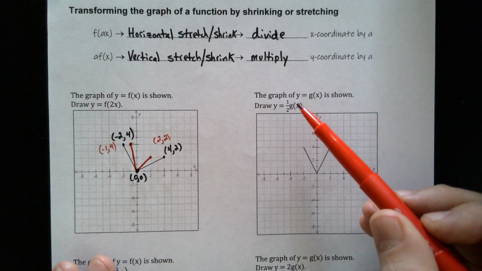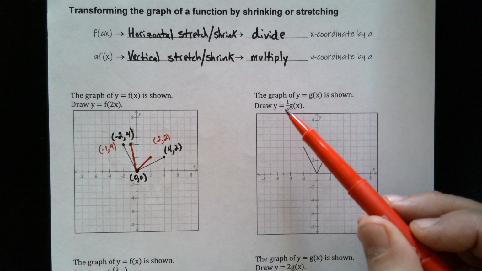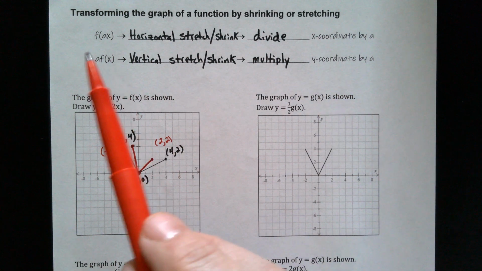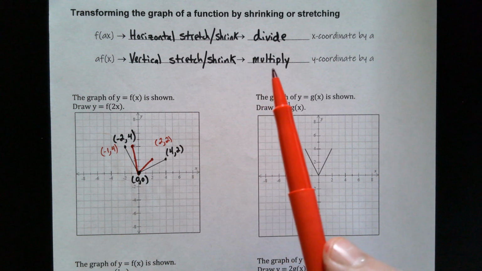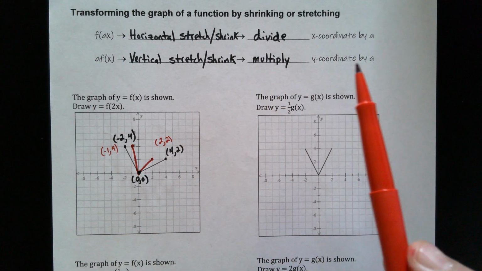Okay, let's take a look at this next one. So we've got the half that's on the outside. It's being multiplied by the entire function. So that's the second case right here, where the a is on the outside. It's a vertical stretch or shrink. And what we're going to do is multiply the y coordinate by a.